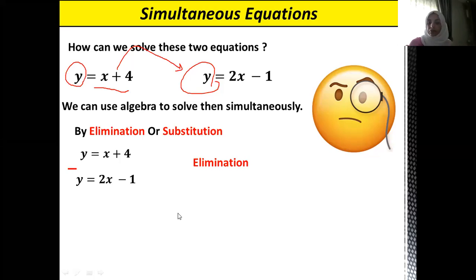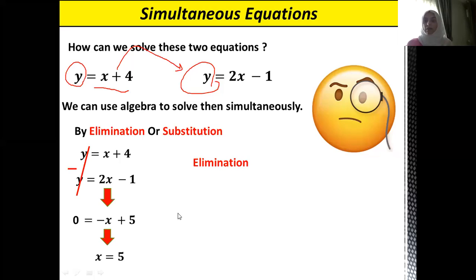So let's continue. Yes? x minus 2x is negative x. 4 minus minus 1, that would be plus 1, and so it's 5. So then what shall I do? Solve an equation normally. I bring the x to the other side, the negative x becomes positive x, and now x is 5.